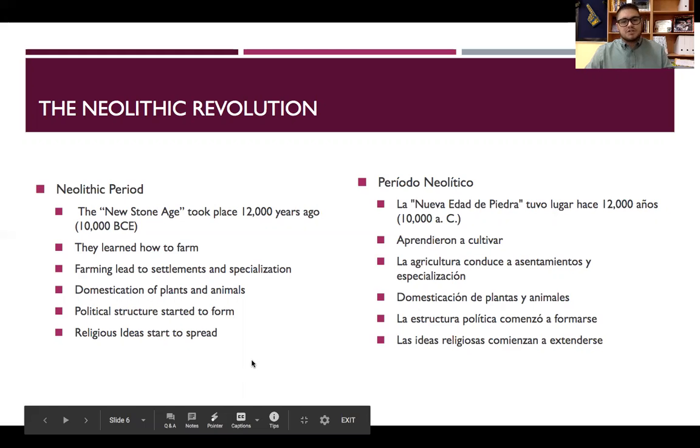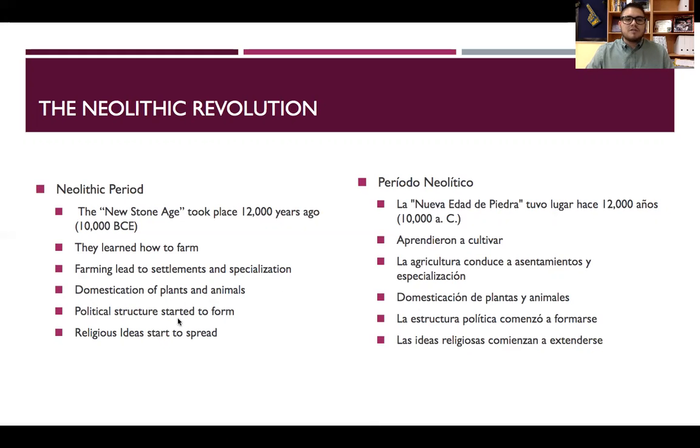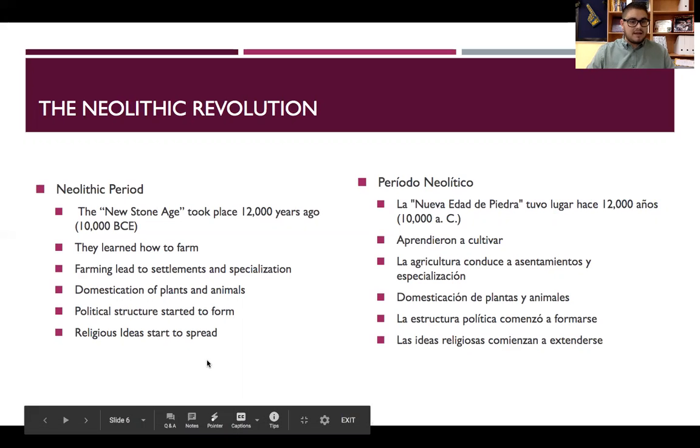Now, political structures started to form. With the rise of specialization, now people could start figuring out, okay, well, who's actually in charge, right? If you're in charge, what are you in charge of? And so on and so forth. Now there's more time to actually think about stuff like that. And when you have time to think, that's when you're going to start having religious ideas start to spread.